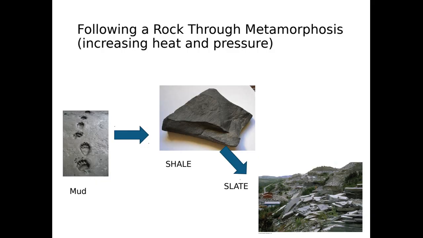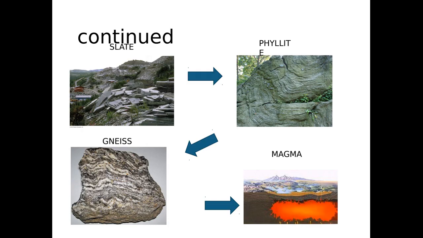So you go from mud to shale to slate to phyllite, schist, gneiss, and magma. Schist should be right here. And then once you get into this stage, you're no longer in metamorphic rocks. So the gneiss is the highest grade of metamorphism.